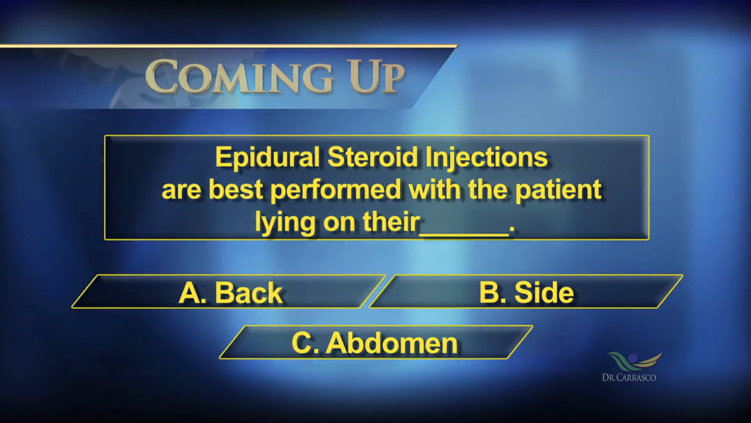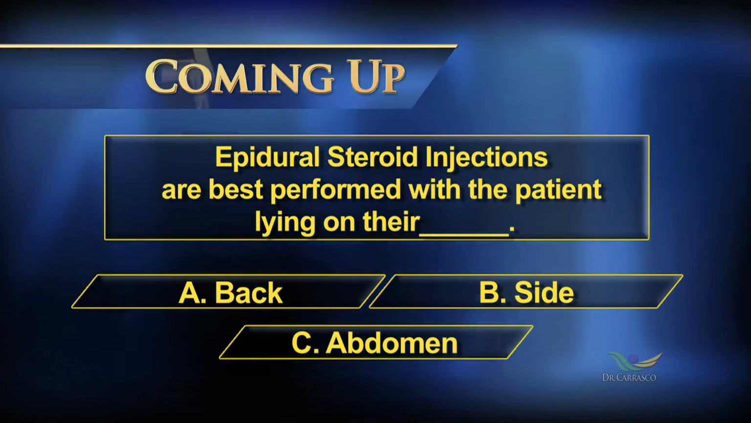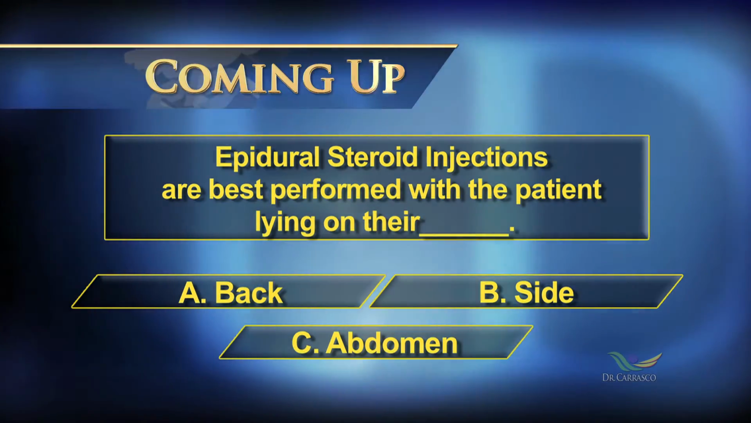Let's go to the next question. Epidural steroid injections are best performed with the patient lying on their A, their back, B, on their side, or C, their abdomen. We'll be right back.